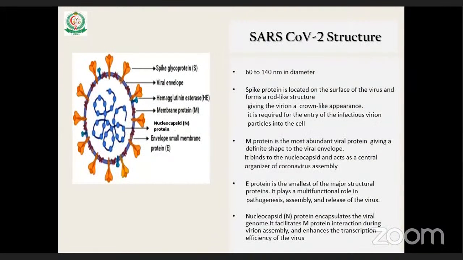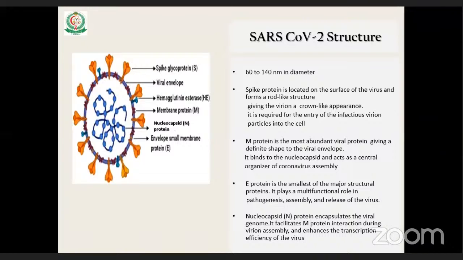This drawing simplifies the structure of SARS-CoV-2. It is a round-shaped virus with a diameter ranging between 60 to 140 nanometers. It has 4 major proteins: the spike protein or the S protein, which is located on the surface of the virus, and it forms a rod-like structure. It's responsible for giving the virus or the virion its crown-like appearance. By the way, in Latin, corona means crown.